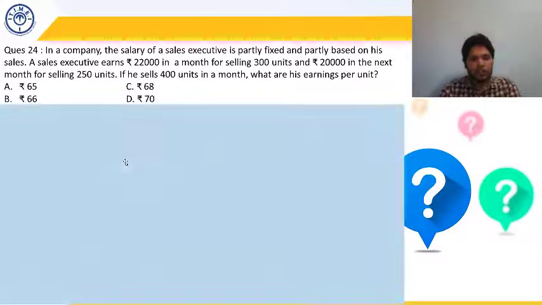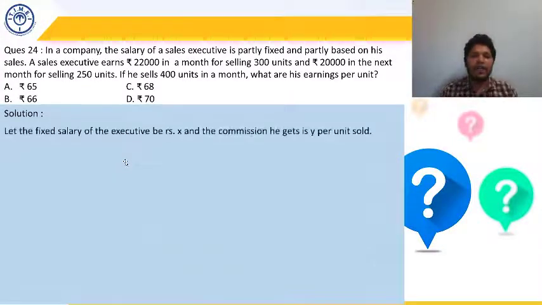So let's start solving this question. Let us suppose the fixed salary of the executive is rupees X and his commission for the sales he does is Y per unit sold. So Y rupees he would be getting for 1 unit sold, and X rupees is the fixed amount which he is getting whether he is selling something or not selling.